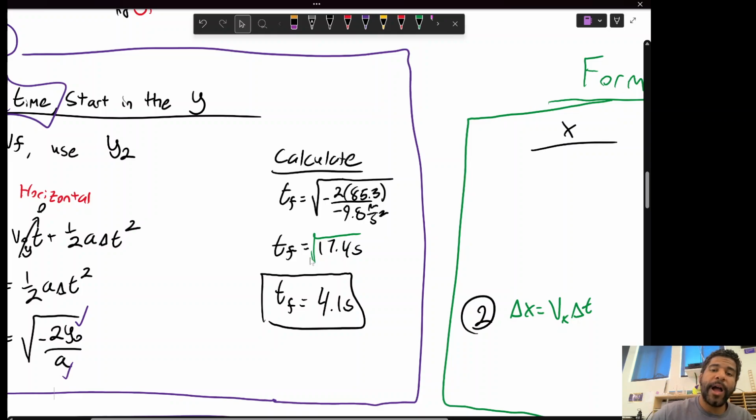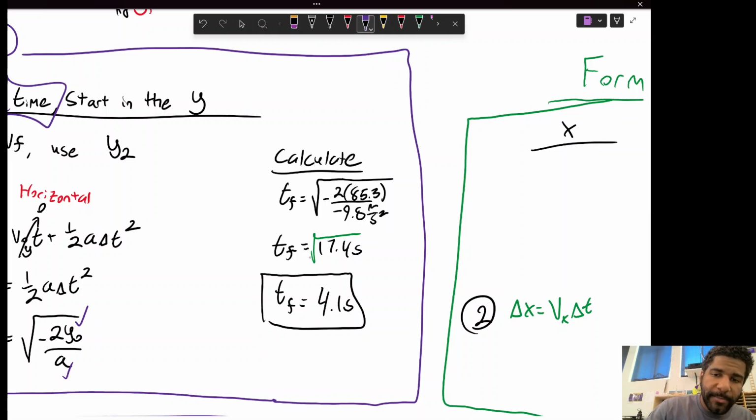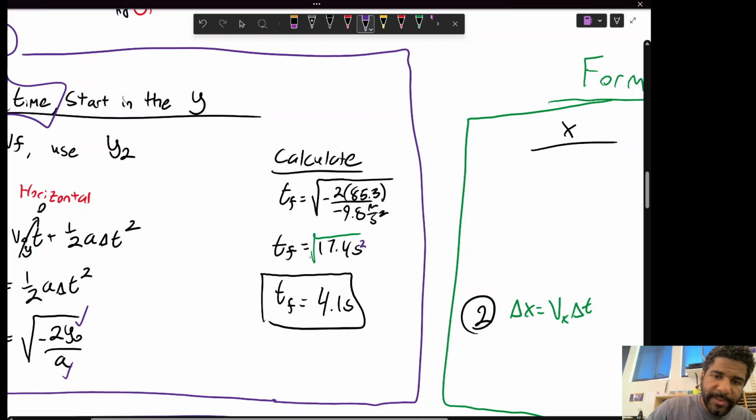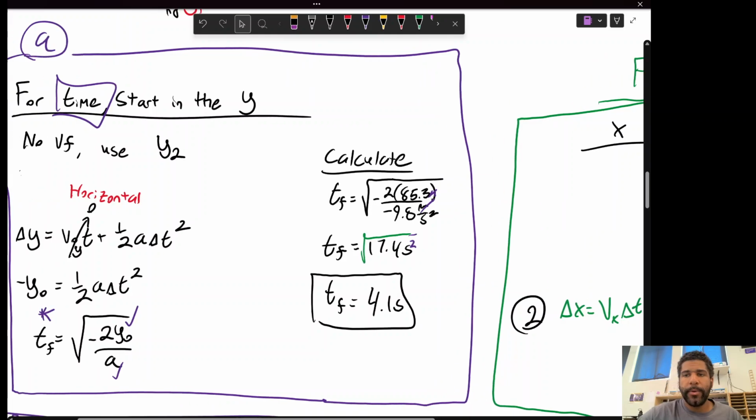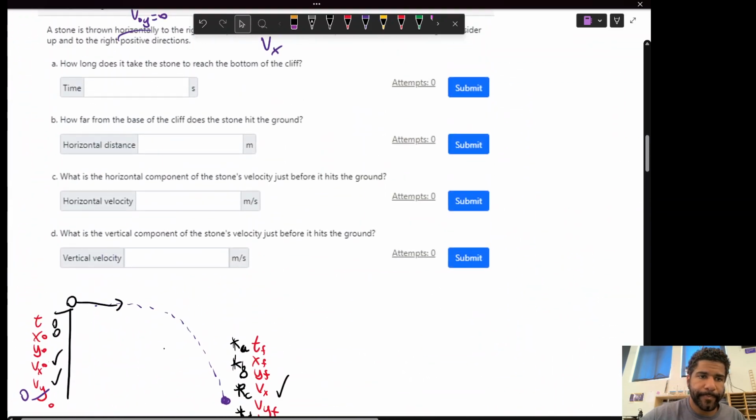Don't forget the square root. I forgot the square root at first. I'll admit it. Should be square root of seconds squared. Meters cancel out. Anyway, we move on to part B.